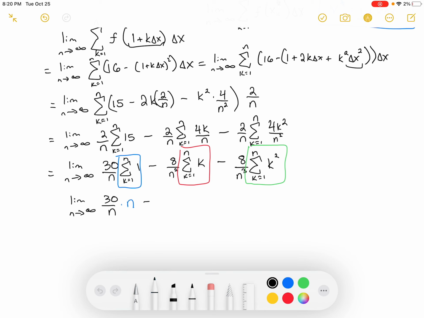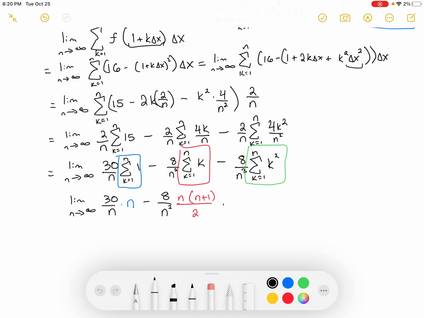Well, what about the red sum? The red sum, I still have this 8 over n squared. Well, that's if I add up k from 1 to n. So that's 1 plus 2 plus 3 plus 4 plus 5 all the way up to n. And remember, that followed this form: n times n plus 1 all over 2.